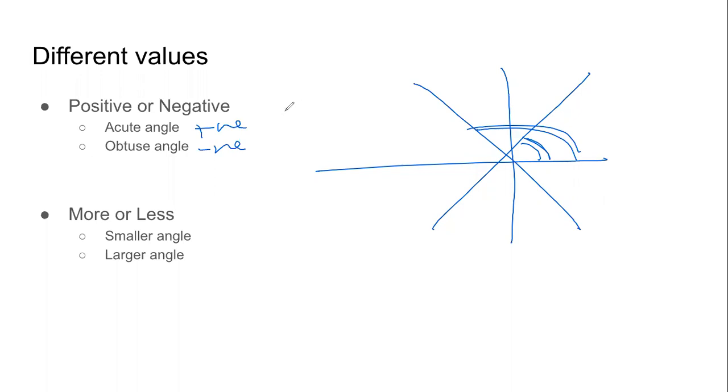In addition, if the angle is smaller, the slope will be smaller, lesser. If the angle is larger, then the slope will be bigger. Right? The slope of this line is less, the slope of this line is more.